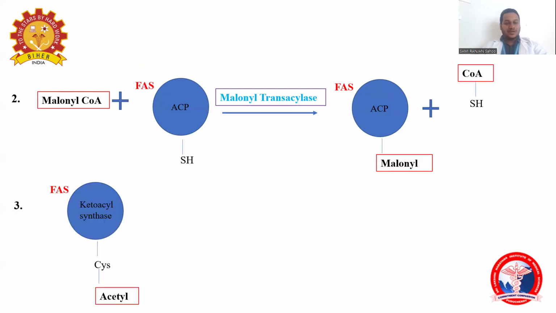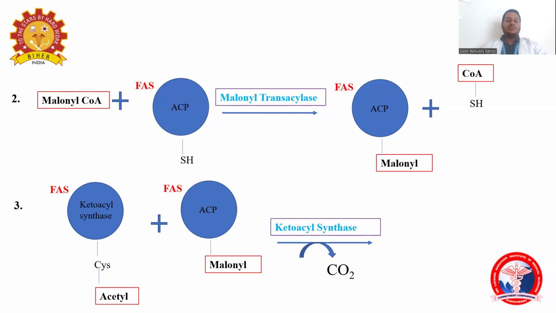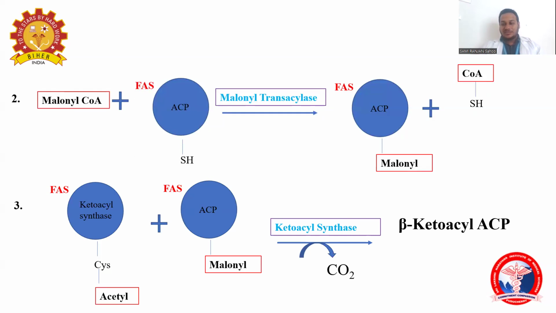From the first reaction product, I have ketoacyl synthase along with cysteine and acetyl, combined with ACP and malonyl with the help of ketoacyl synthase. Carbon dioxide is released and it forms beta ketoacyl ACP. This is very important. And now that we have formed beta ketoacyl ACP, we go to the next reaction.